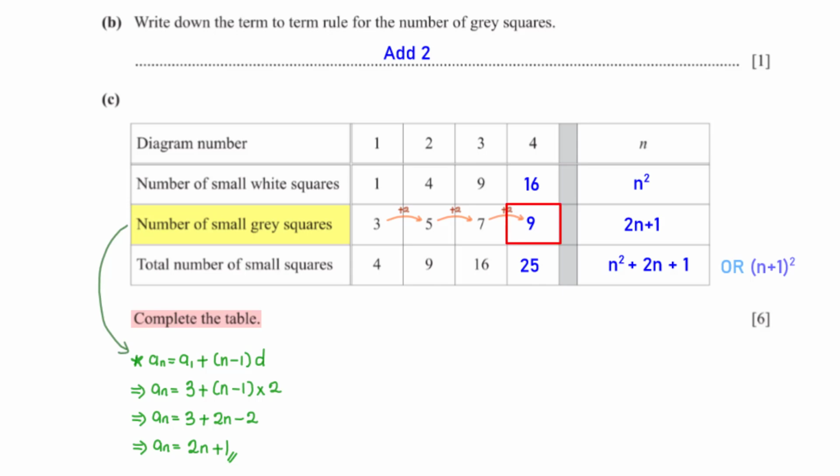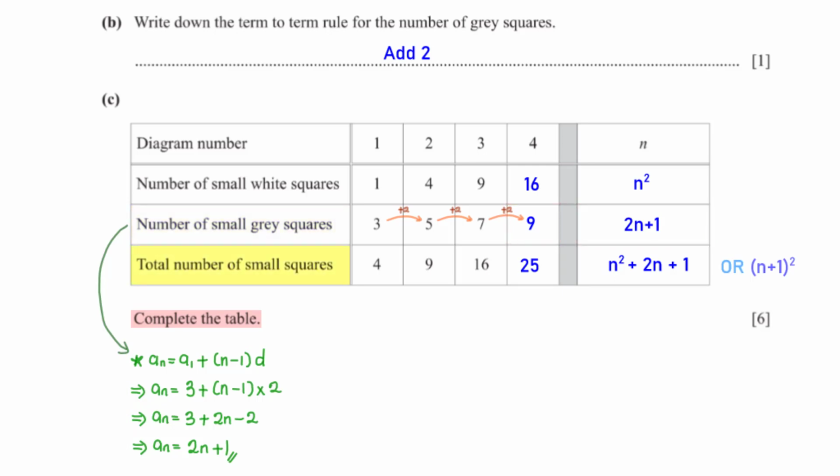Since the terms in this sequence have a constant difference, we can use this formula to get the nth term. A1, which is the first term, is 3, and d, which is the common difference, is 2. When we expand the brackets, 2 times n is 2n. 2 times negative 1 is negative 2. 3 minus 2 is 1, so we have 2n plus 1.